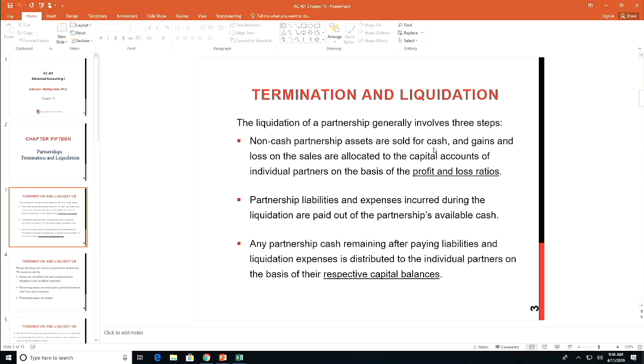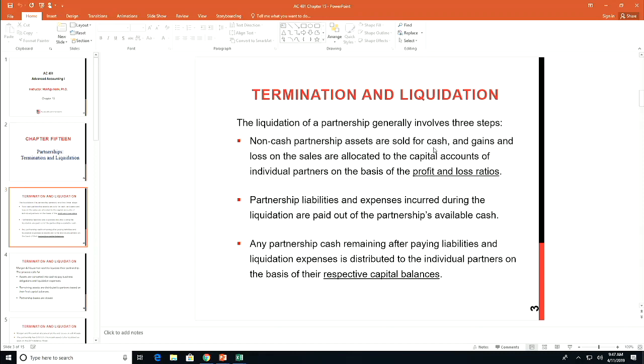We are converting all non-cash assets, and we have to check if we are making any gain or loss. If we make any gain or loss, we will allocate the gain or loss using the capital balances. Theoretically, we credit gain, we debit loss, but we will not use the account which is called gain on sale of land. No, we will just use the capital balances to adjust the gain or loss. Now, when you liquidate the partnership business, you have to pay all of your liabilities. This is simple. Pay liabilities. So remove liabilities, pay cash.